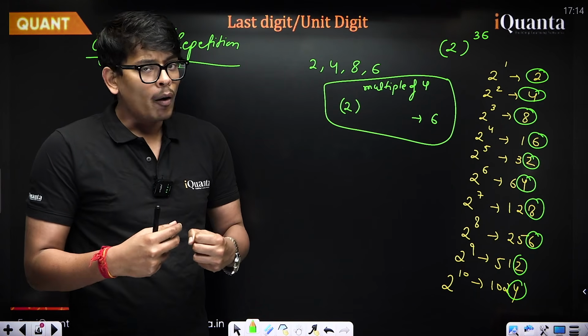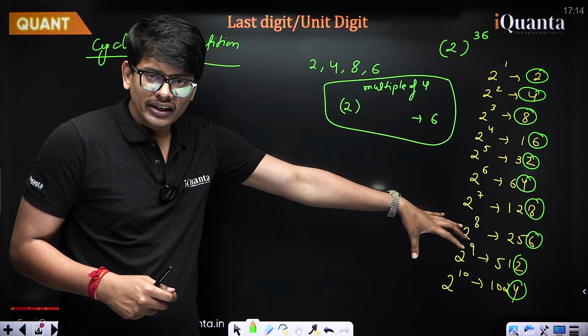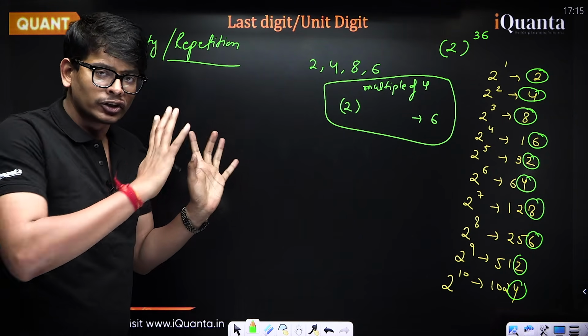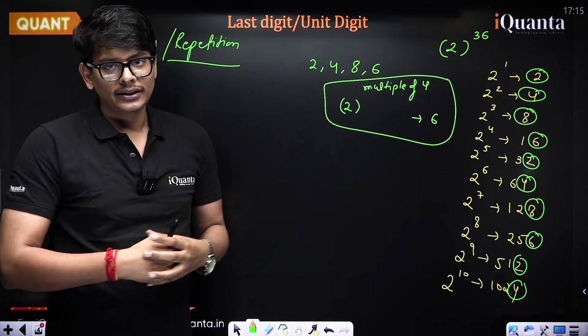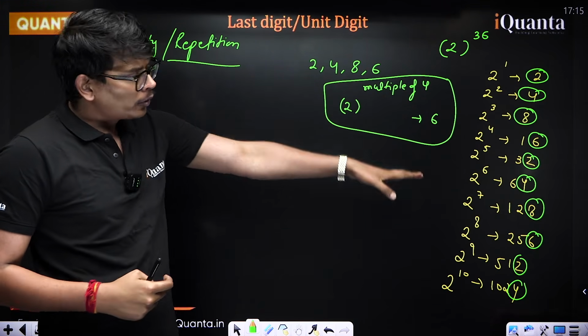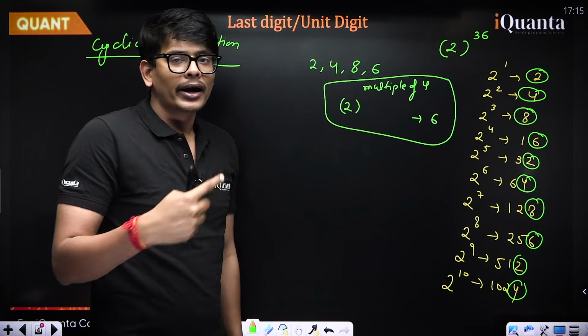Why am I doing it in such a way? Because I will be forming a shortcut so that you do not need to remember all these things. You will be focusing only on that shortcut. But to reach that shortcut, we have to find out these patterns. So I have taught you how to find out the pattern for 2. Similarly, I will be finding the pattern for 3.